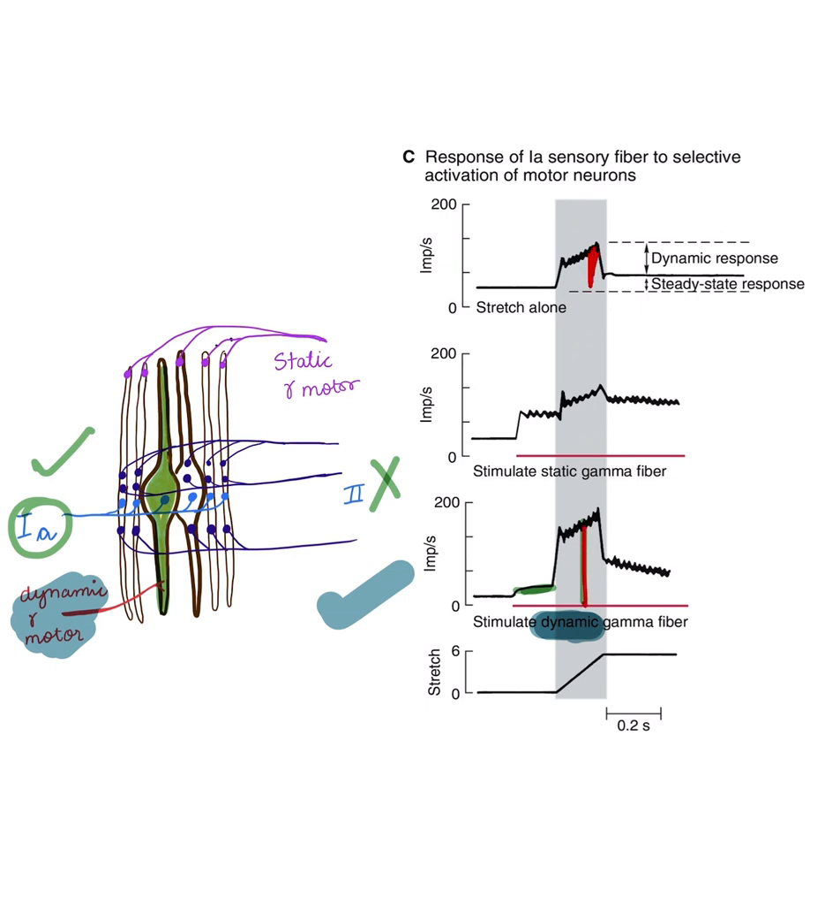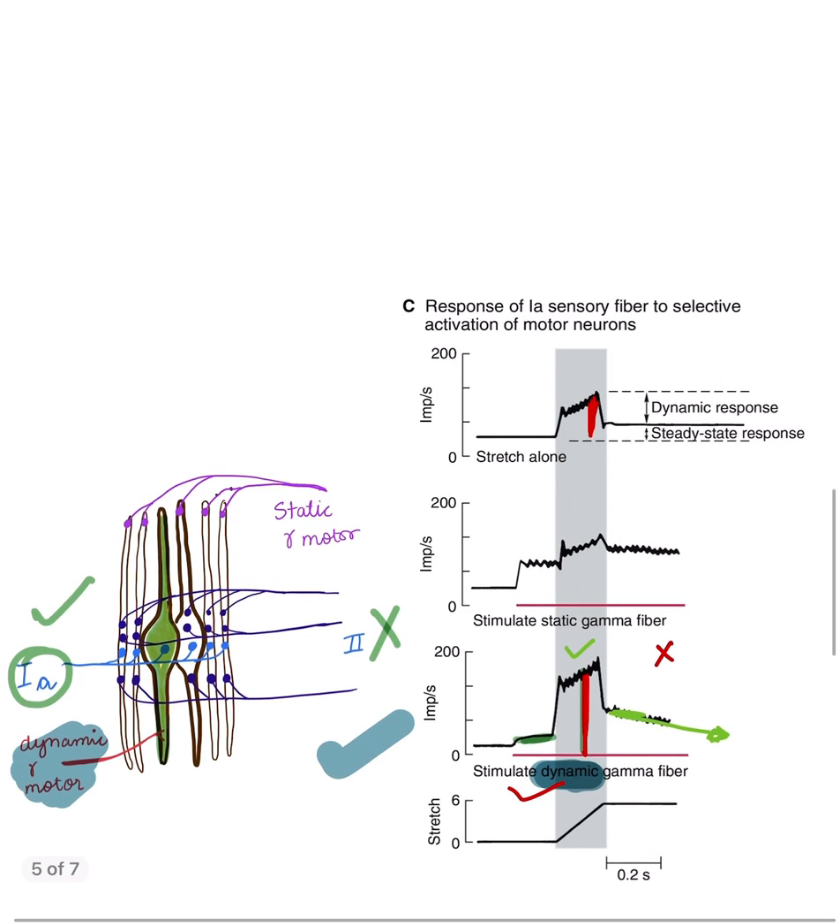So if we compare stretch alone and stretch after stimulating the dynamic gamma fiber, there is increase in dynamic response, but this static response is going to come to the original level. So there is increase in dynamic stretch response, but there is no increase in static response. This is what we are learning from this graph.